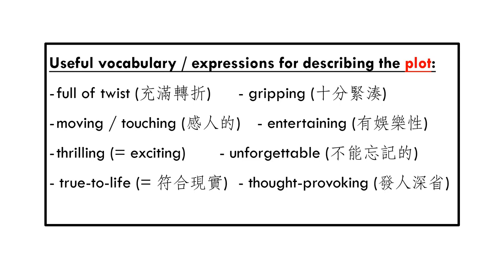you can say the plot is very gripping, 好緊湊嘅, very moving, very touching, very entertaining, or very thrilling. Thrilling means very exciting, that means making you feel very nervous all the time. Unforgettable, 難忘嘅. Or you may say, the story is very true to life, 好符合現實嘅. Or a very useful word, thought-provoking, 發人深省嘅. Now, when you are trying to give comments on the plot of the movie, you can try to use these adjectives to help you.